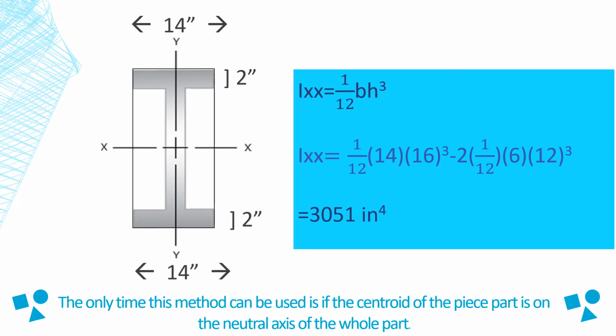And then it's inches to the 4th power, which we already know that inches squared is area and inches cubed is volume. So inches to the 4th power is just like a measure of how far away it is from the centroid. And this is going to tell us how strong it is, and that there's going to be less bending the bigger this number is.